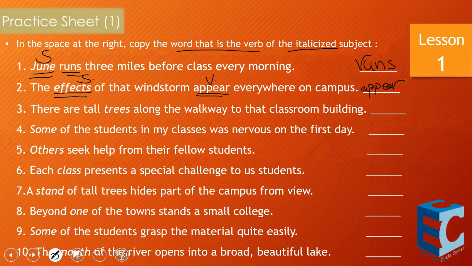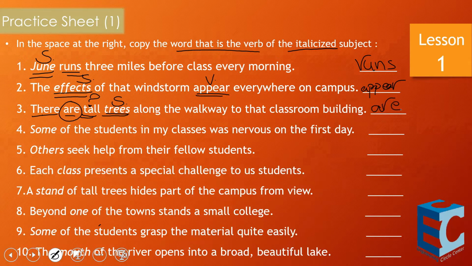There are tall trees along the walkway to the classroom building. إحنا قلنا لما بنشوف there or here رح يكون الverb سابق السبجect. All right. هو محدد لي إنه السبجect هو trees وفي هون there. So أكيد الverb رح يكون قبل السبجect. So رح أدور عليه قبل السبجect. The verb is it tall? No, it's are. Are is the verb.